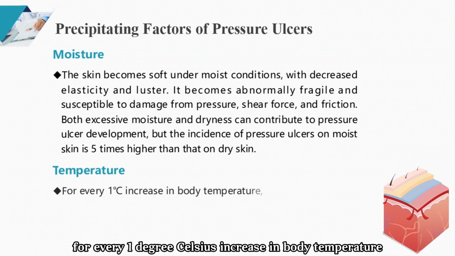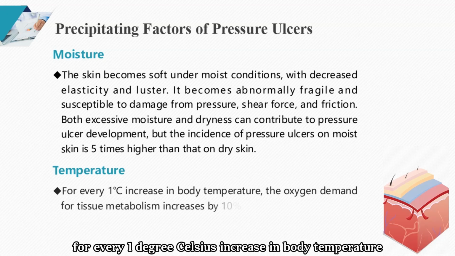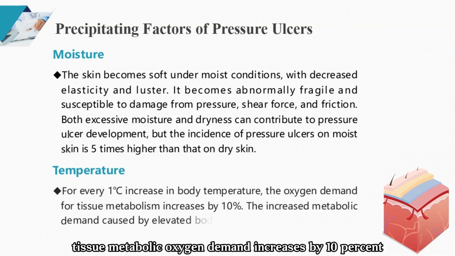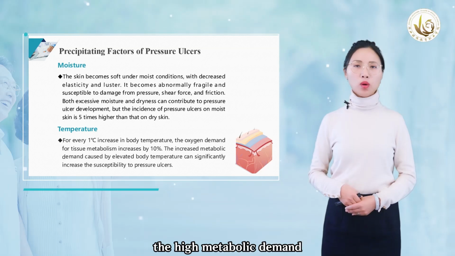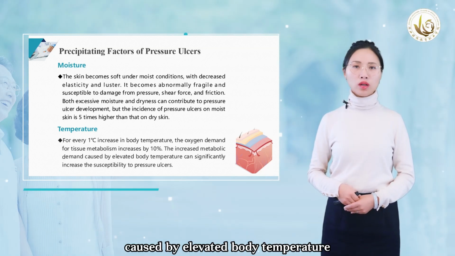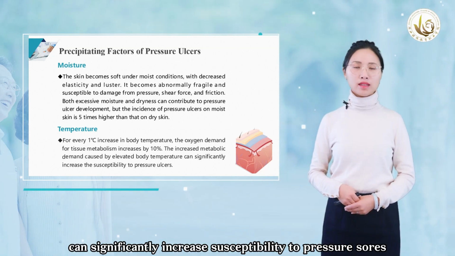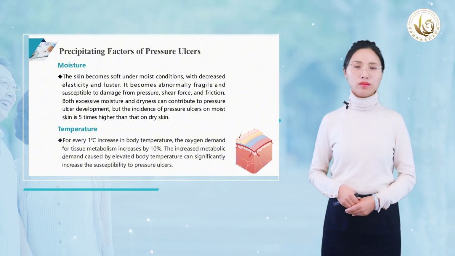Temperature. For every 1 degree Celsius increase in body temperature, tissue metabolic oxygen demand increases by 10%. The high metabolic demand caused by elevated body temperature can significantly increase susceptibility to pressure sores.